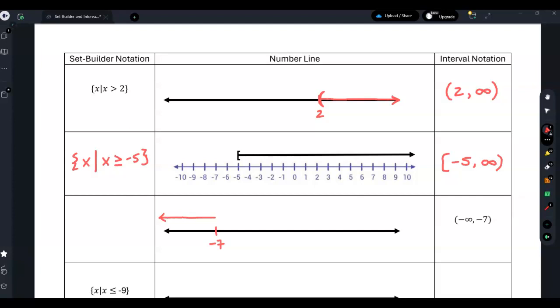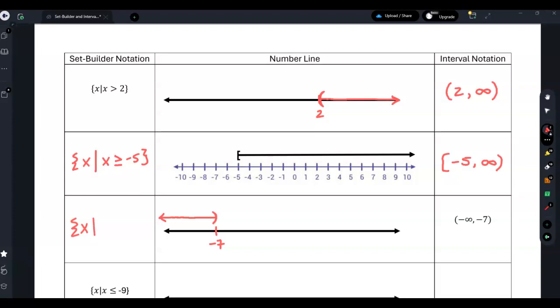Notice that they've got parentheses on both of these. Now, of course, they should always have parentheses on the infinity or -infinity, but then they've also got a parenthesis on the -7. So that's my number line. And then to write this in set builder notation, since it used a parenthesis, that means I'm not actually including the -7. I'm including everything less than that, right?